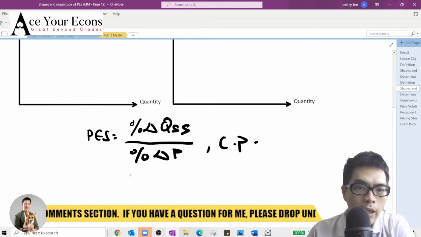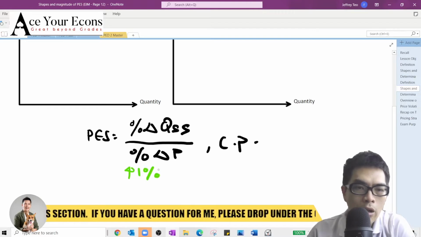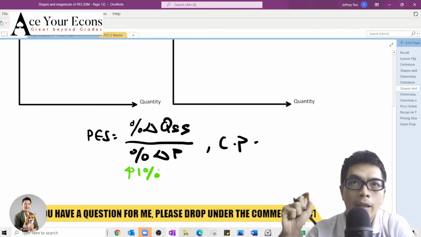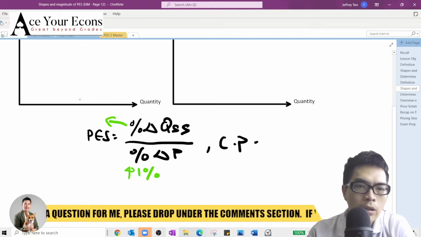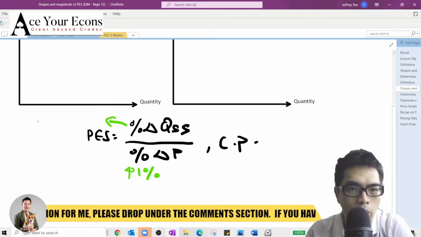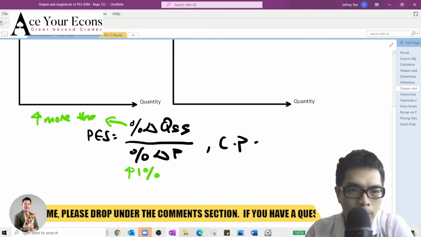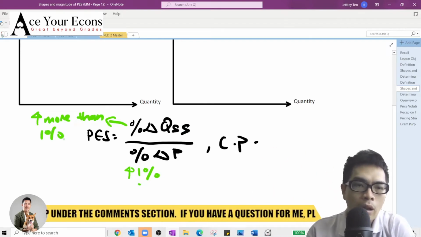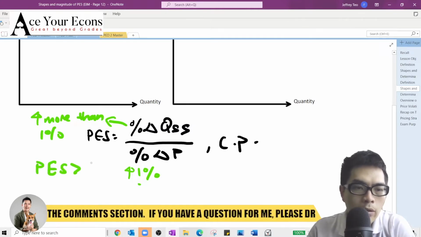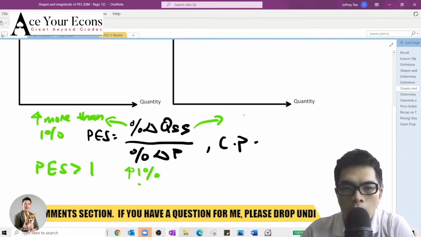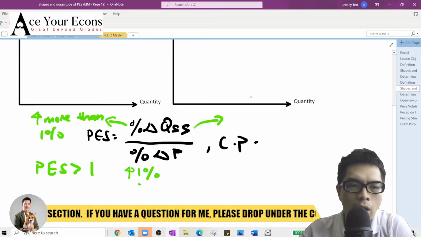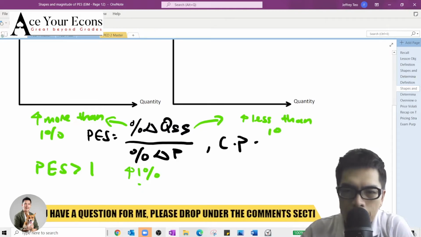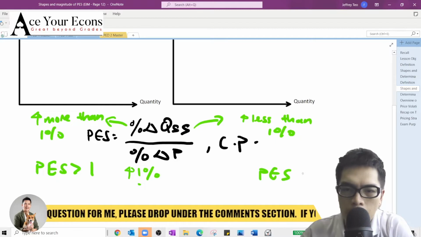So for instance, if there's a given increase in 1% of the price of the good, we are concerned about how your quantity supplied is going to respond. If your quantity supplied is going to increase by more than 1%, 1% is hypothetical, I'm just stating a simple illustration, your PES will be greater than 1. The contrary also holds true when there's an increase in 1% of price, but if your quantity supplied increases by less than 1%, then PES will be price inelastic.